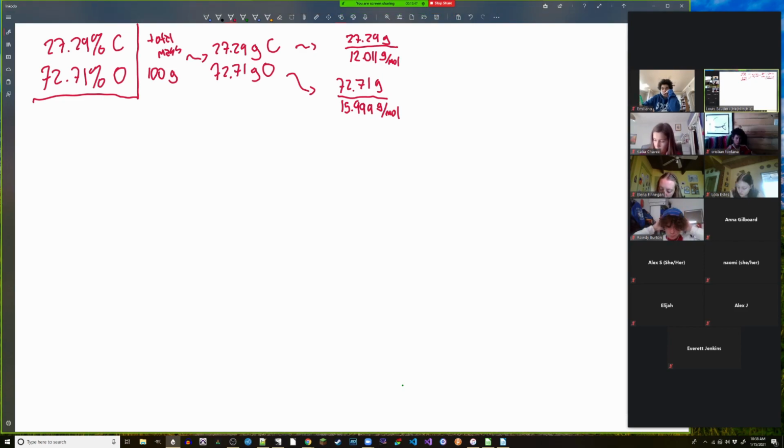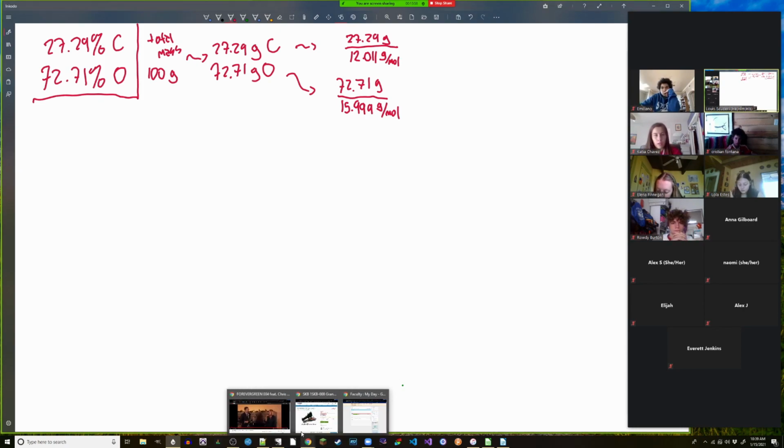And so all that being said, I can plug this into my calculator, and we'll figure out the number of moles of carbon and of oxygen. So let's see. 27.29 over 12.011 gives us 2.272 moles of carbon. And for oxygen, 72.71 divided by 15.999 gives us 4.54. If I round it up, it's 4.545 moles of oxygen.